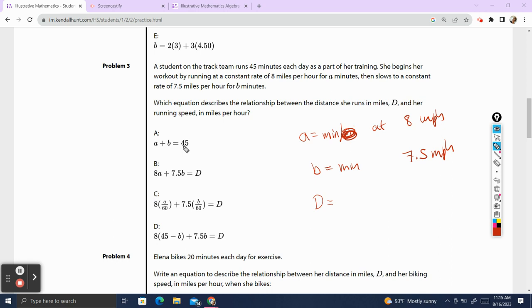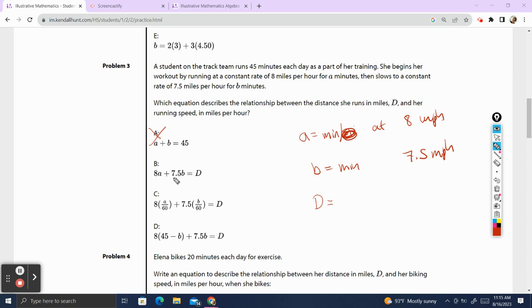A plus B equals 45. Well, that's the number of minutes that she runs, which will be 45, but that doesn't give us anything about the distance she runs. Here we have 8 times A, which is the number of minutes she runs, plus 7.5 times B, which is the number of minutes she runs at the second speed, equals D.